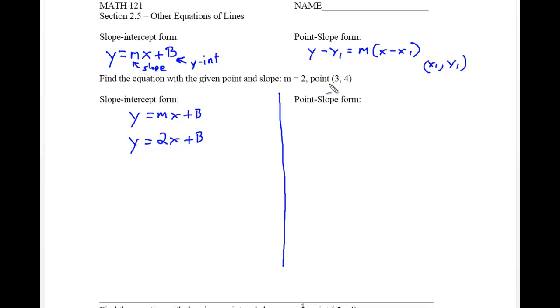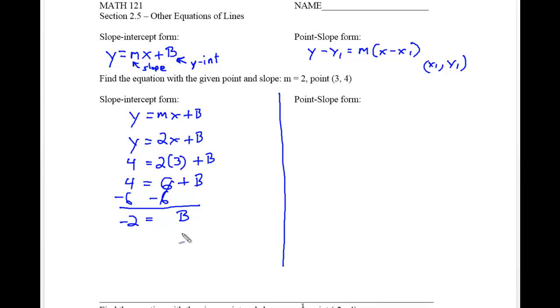Since the y-intercept was not given to us in the problem, we have to use the point. The point is 3, 4. So we plug the 4 in for the y and a 3 in for the x. And then this gives us a way to solve for b, since all we have left is the letter b. So 4 is equal to 6 plus b. To solve for b, we use an inverse operation, subtract the 6 from both sides. 6 is simplified to 0, so 4 minus 6 is negative 2. Negative 2 is equal to b.